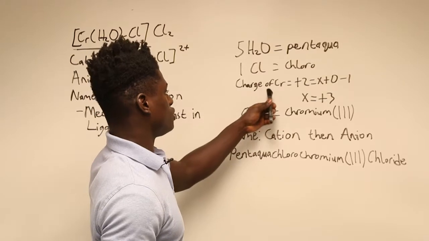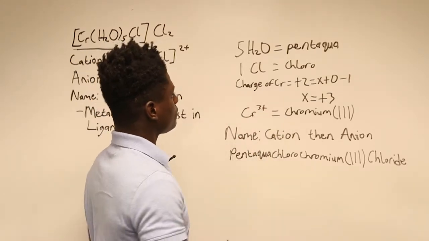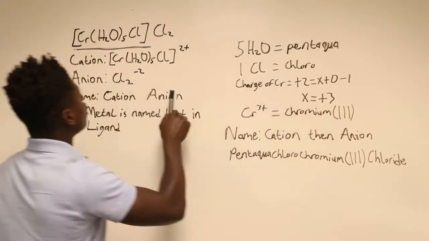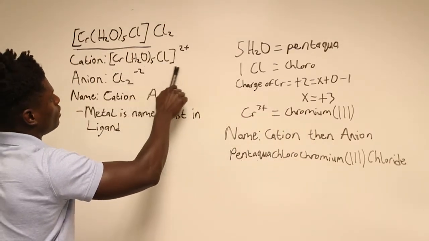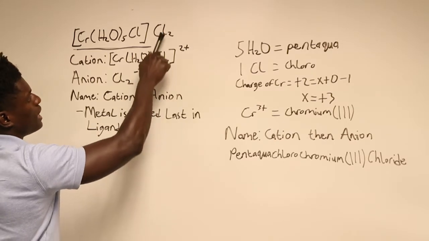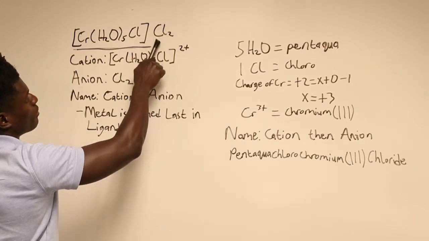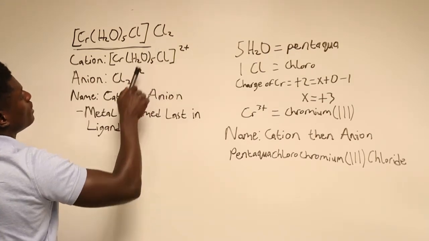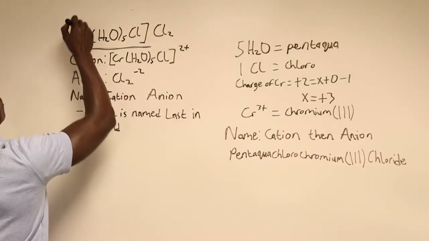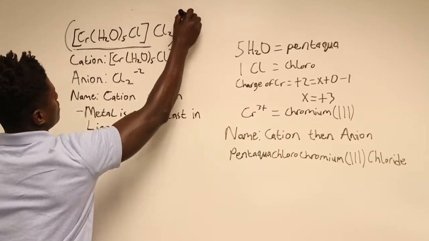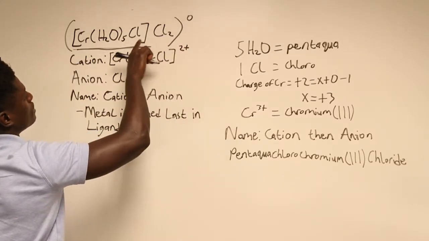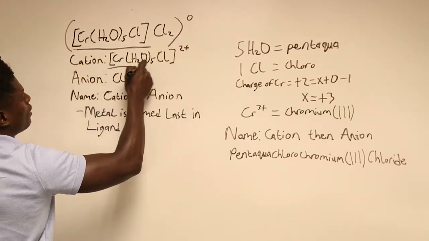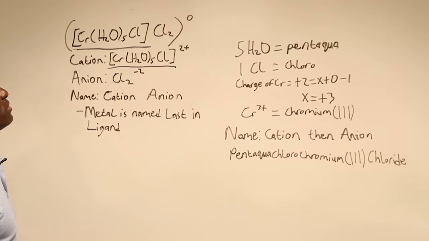Then you have to figure out the charge of the actual metal. So the metal in this case is chromium, and we know that the overall charge of this ligand molecule is +2 because we have a charge of -1 here with chlorine, but since we have 2 of that, that's going to give us a total charge of -2. And then we know that the overall charge of this entire molecule is 0, so -2 plus something else has to equal 0. Therefore, the charge of this entire molecule is going to be +2.